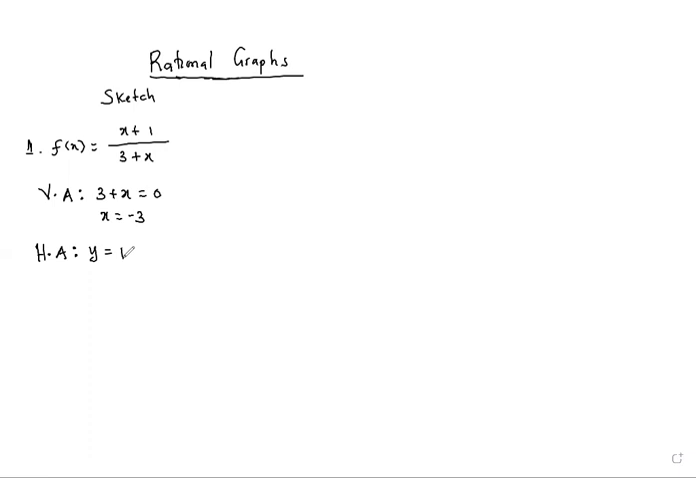And then if I have those, I may want to find, of course, the y-intercept by taking 0 where there is x. So I have 0 plus 1 over 3 plus 0. That would be 1 over 3, the y-intercept.